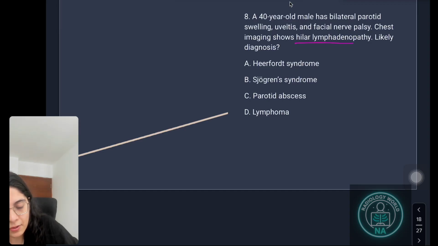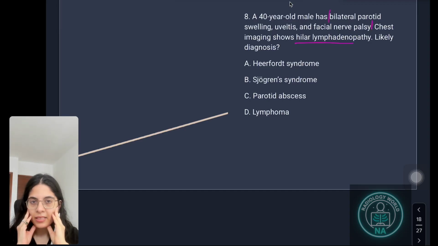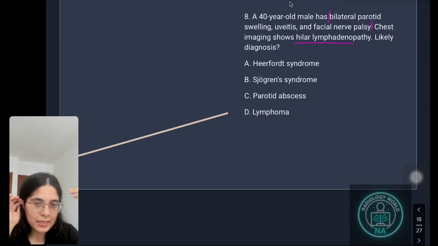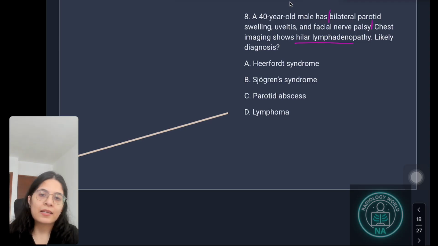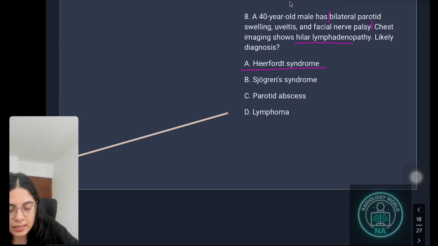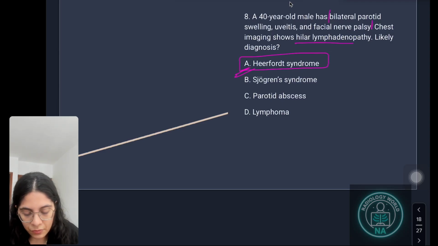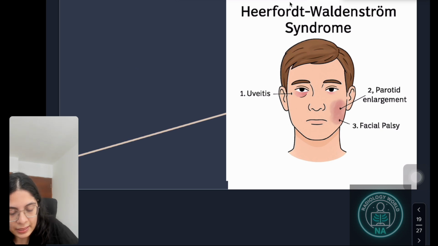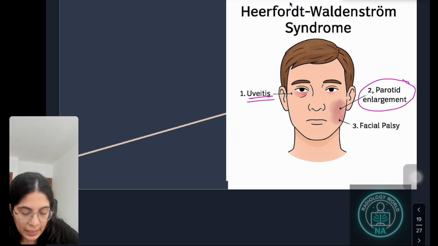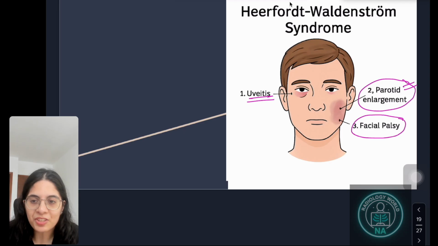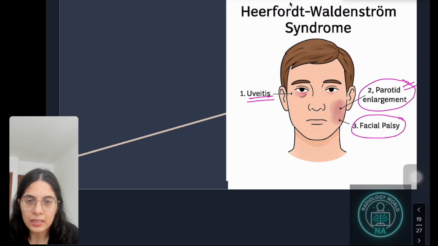But when they are giving you bilateral parotid, again bilateral parotid we have seen previously in gallium and sarcoidosis, we have seen eye involvement, which is uveitis, but that was lacrimal gland involvement in gallium. This is uveitis and facial nerve palsy. This is a very characteristic triad of a disease called Heerfordt syndrome. So if you see this particular triad, there is uveitis, there is parotid enlargement, and there is facial palsy. This is something which you have to remember. Heerfordt-Waldenstrom syndrome is characteristically a variant of sarcoidosis, and again it is very commonly tested.